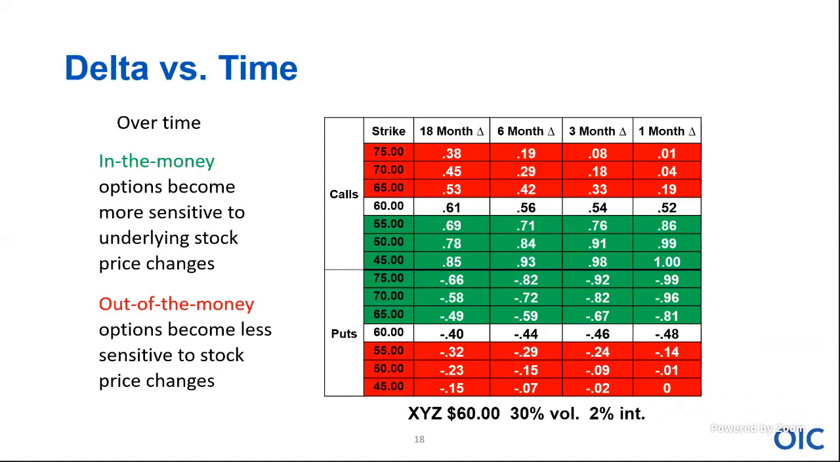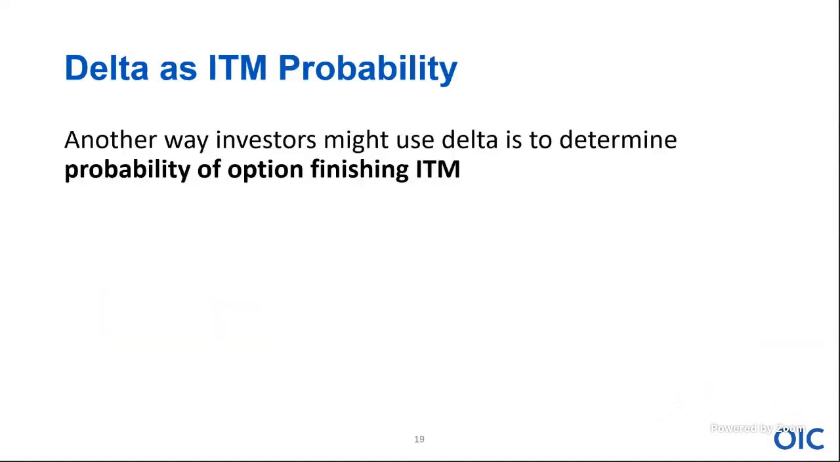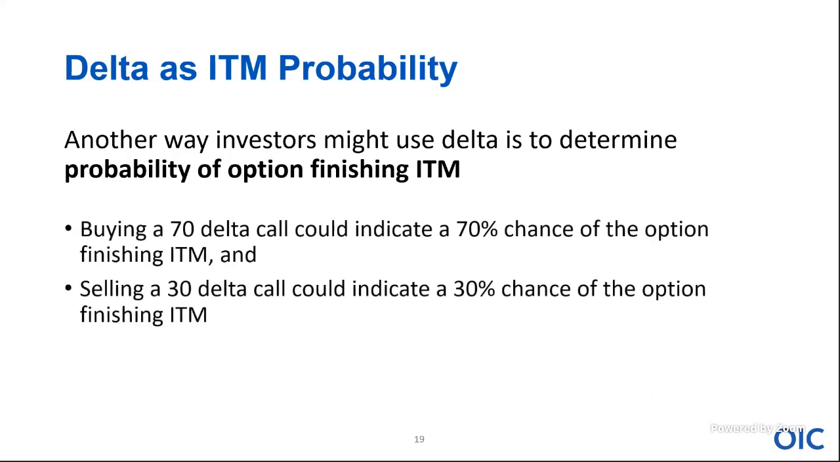Now, when I learned options over 20 years ago, one of the definitions I was taught was that delta represents the probability of an option finishing in the money, so a 70 delta call has a 70% chance of finishing in the money. A 30 delta call has a 30% chance of finishing in the money. Now, this definition is not mathematically precise, but it is widely accepted and understood to be useful. And I would say most investors sometimes use this as a guide when they're trying to evaluate strike price selection.